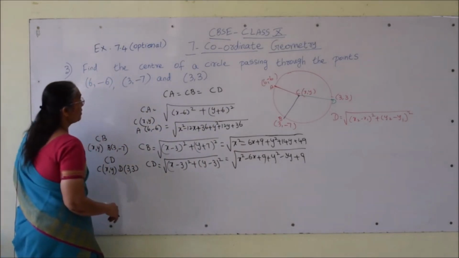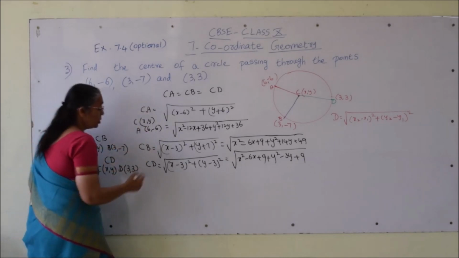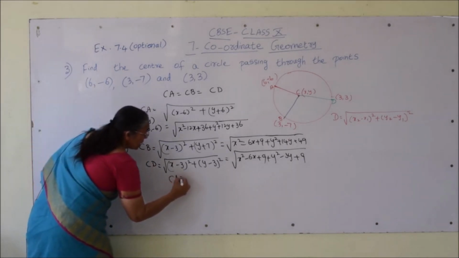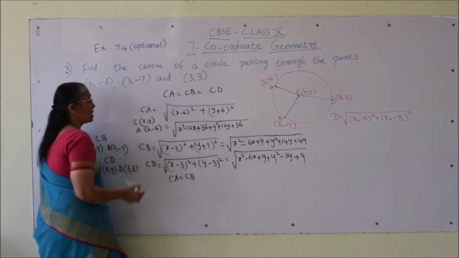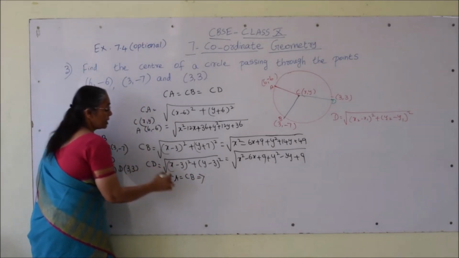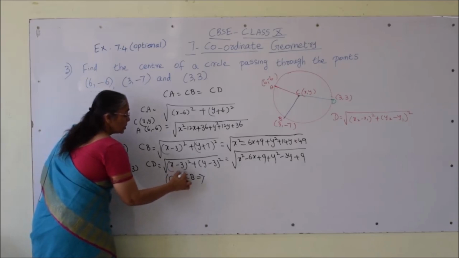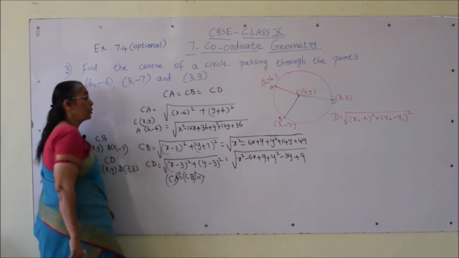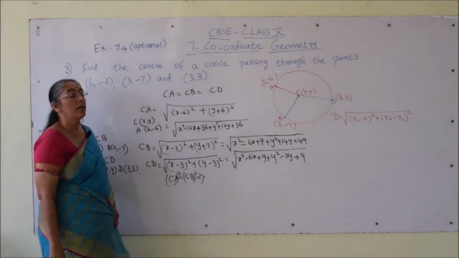First, we will equate CA is equal to CB. When we equate CA is equal to CB, it is the same as CA whole square is equal to CB whole square, so that the root can be eliminated.